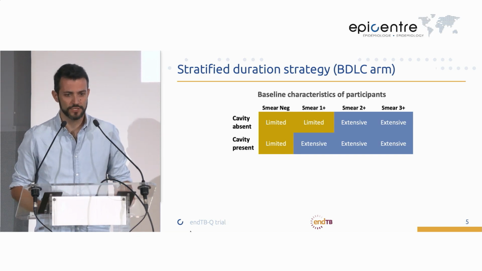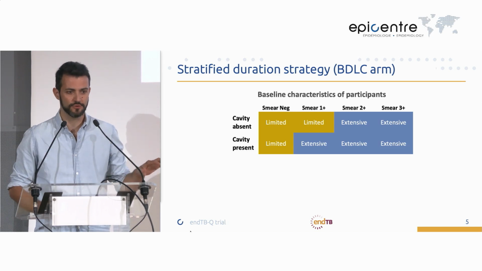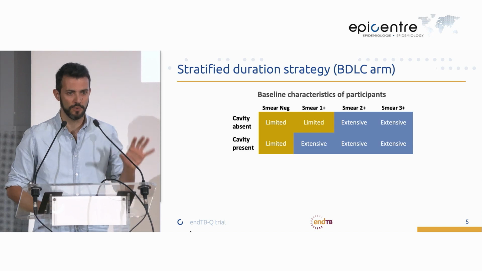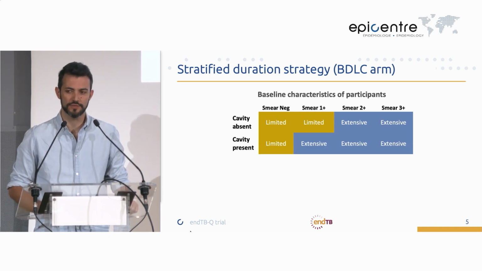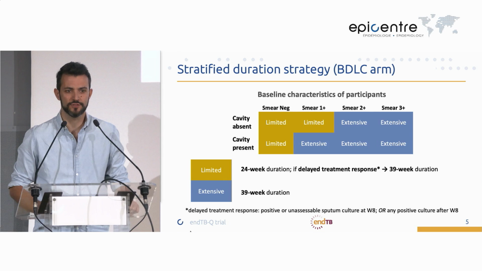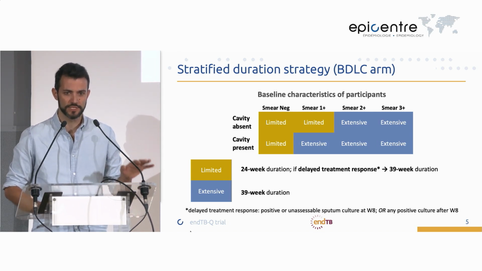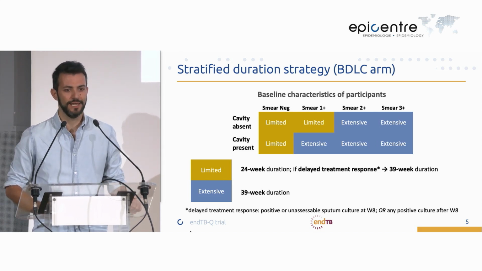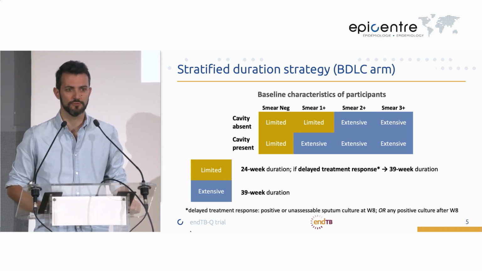So the stratified duration strategy was assessed looking at baseline characteristics of study participants. We looked at the chest X-ray, if there was a presence of any lung cavity, and also at the highest smear grade in the semi-quantitative evaluation of the sputum taken at baseline. And combining these two variables, we would define the extent of disease as extensive or limited. And after that, patients with extensive disease would receive 9 months of treatment, while patients with limited disease would receive 6 months, unless they had a delayed treatment response, which we assessed by looking at sputum culture while on treatment. In that case, we would prolong also patients with limited disease to 9 months.